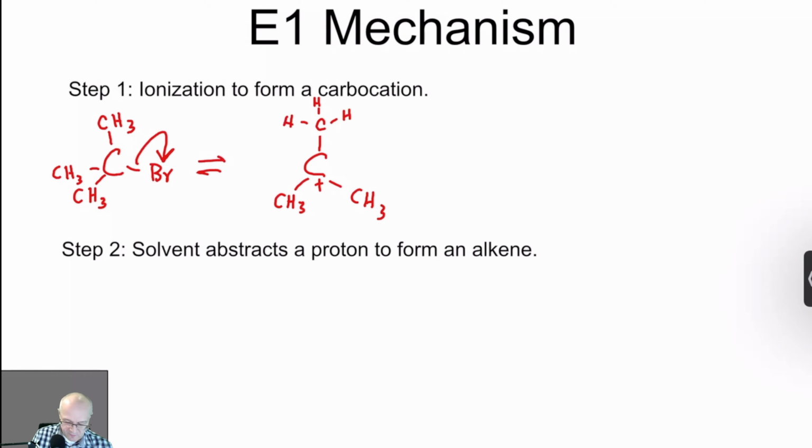Now I drew out that top methyl group for a reason. So now in SN1, the oxygen from the solvent would have attacked this carbon. Now I'm going to say the oxygen from the solvent is going to attack that hydrogen. Now you may be wondering why it would do that.